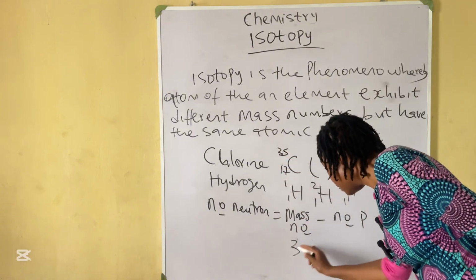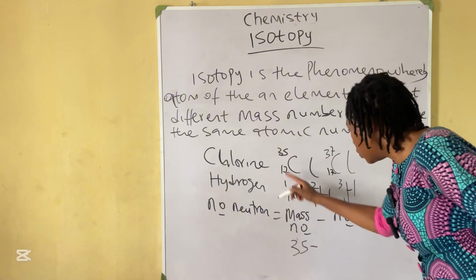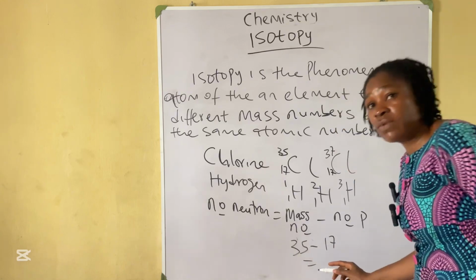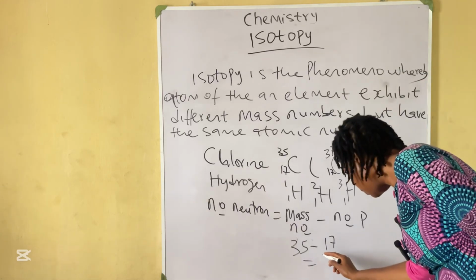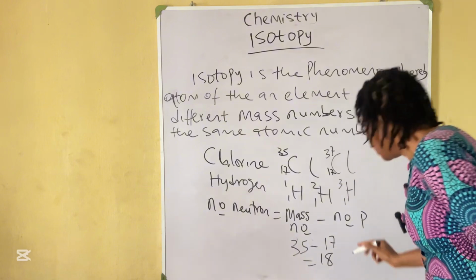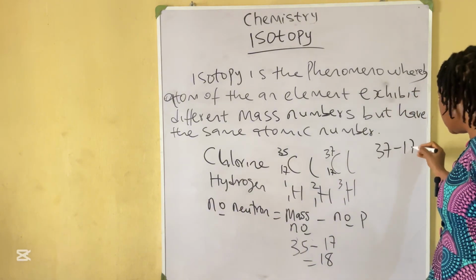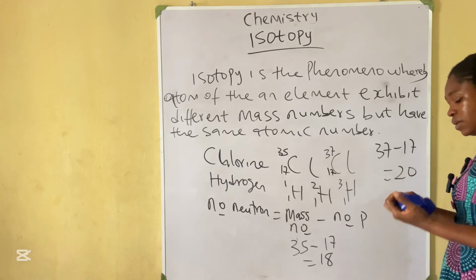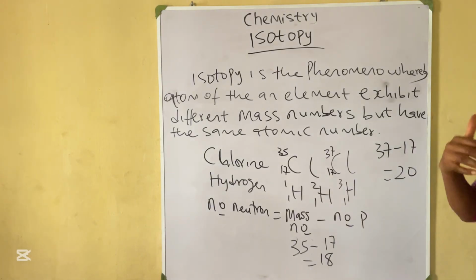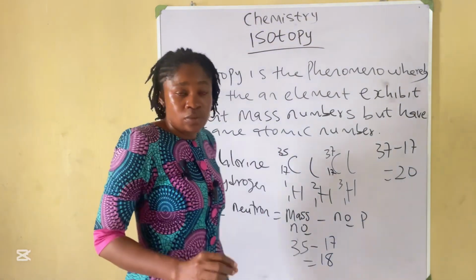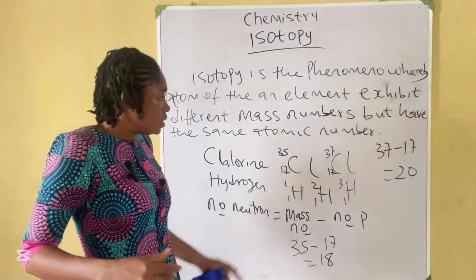So the mass number for this is 35, and the number of protons is 17. 35 minus 17 gives us 18. If you do the same for this one, you'll have 37 minus 17, which is 20. You can see the difference is in the number of neutrons.